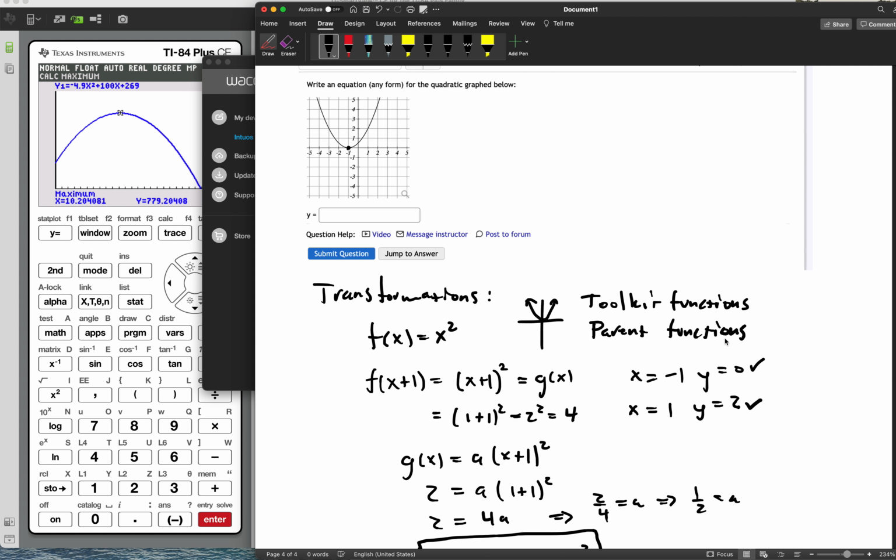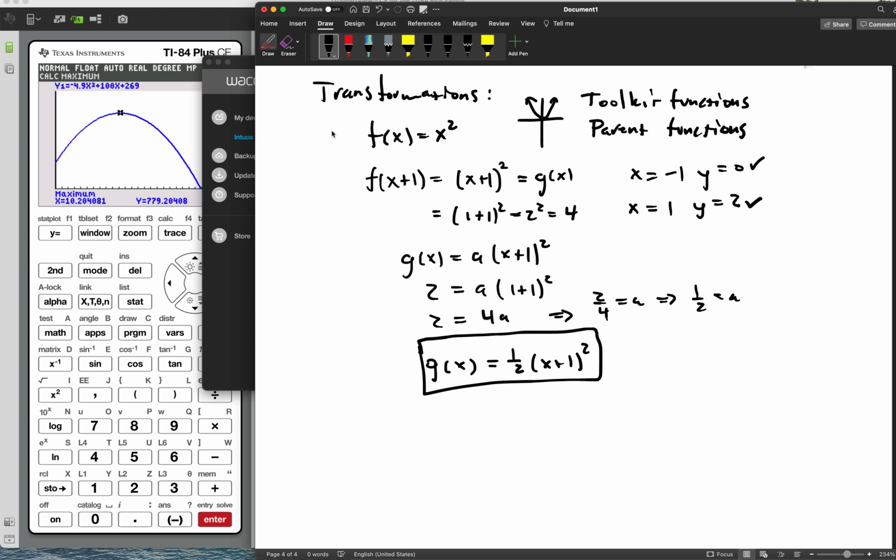In fact, if we choose another ordered pair, such as -3, when x is -3, we should get 2 as well. That will check out because when x is -3, we have -2 quantity squared, which is 4, times 1/2, which is 2. So this checks out. So this would be our final answer for the problem.